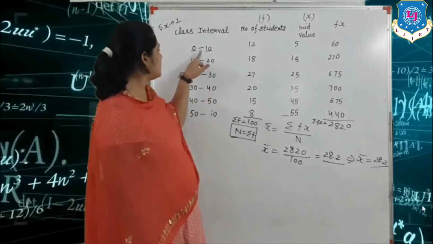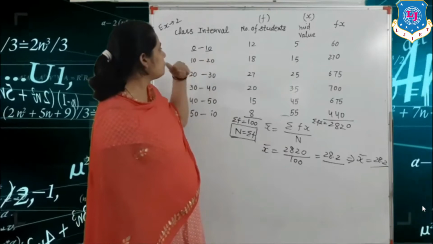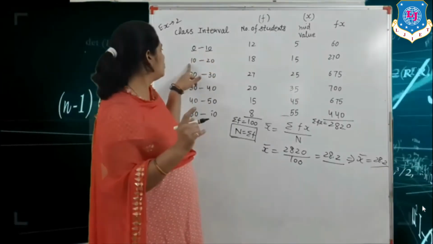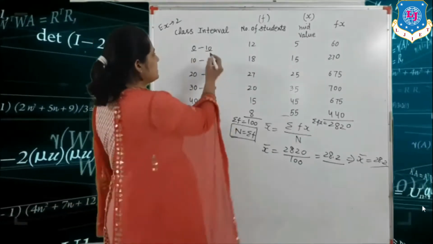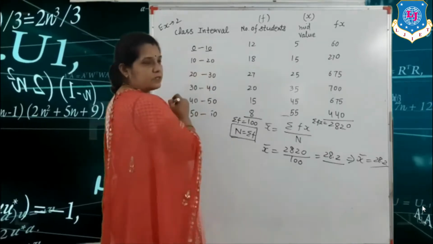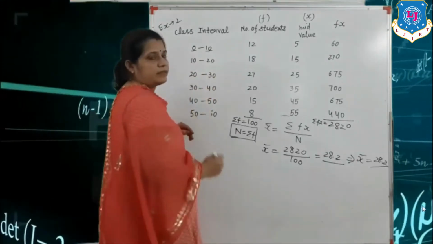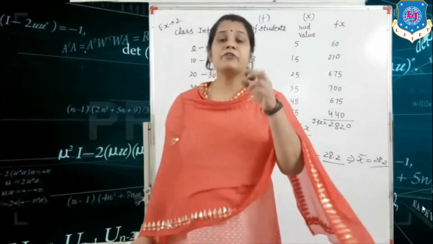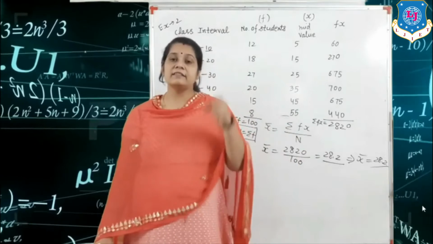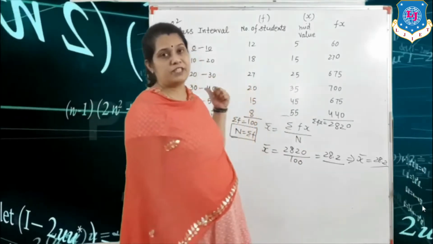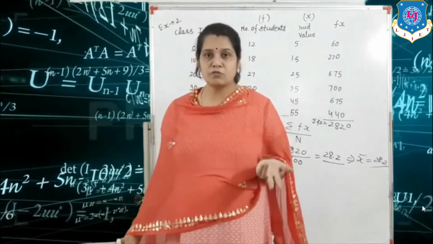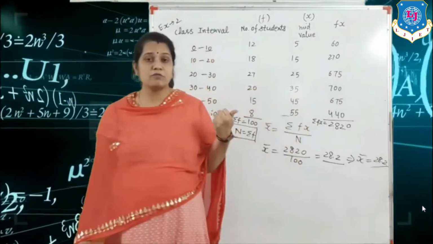Okay, see here carefully: the upper limit of the first interval is equal to the lower limit of the second interval. Here the upper limit is 10, so the lower limit of the next is 10; here the upper limit is 20, so the lower limit is 20; here 30, so here 30. So always keep in mind, if your question is given in class interval form, always check the type of interval. This type of interval is the exclusive form.